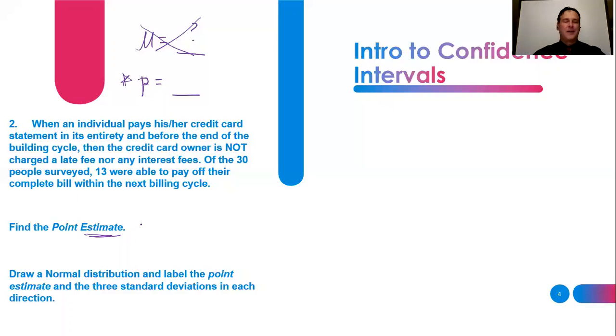Now, how do you find your estimate? Well, I'm going to identify it with something different, and it's not going to be an X bar like before, because I'm not talking about means, I am talking about proportions. And since I'm using my sample of 30, I'm going to use a hat for this.